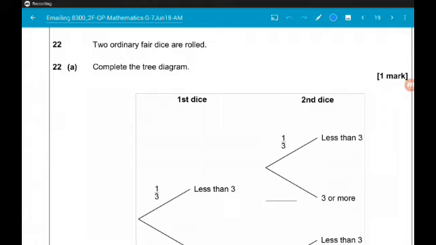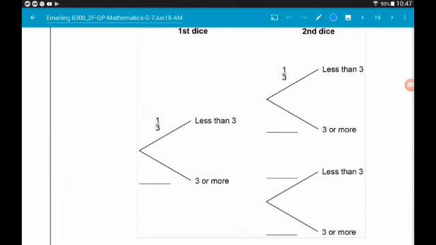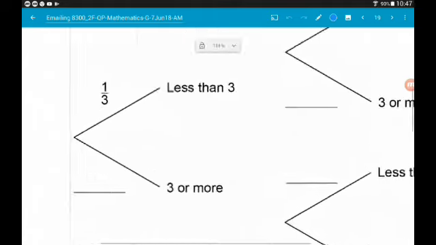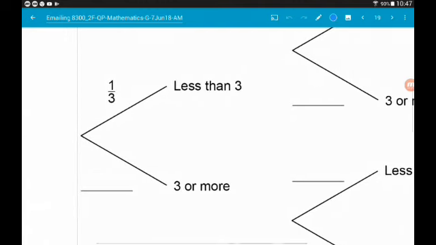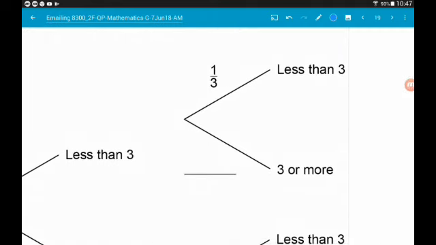2 ordinary fair dice are rolled, and we want to complete this tree diagram. In the tree diagram, the 2 outcomes we're interested in are that the dice is less than 3 or 3 or more. Now remember, probability always has to add up to 1. So the probability of less than 3 is a third. The probability of 3 or more is 2/3. Now the probabilities are exactly the same for the second dice.